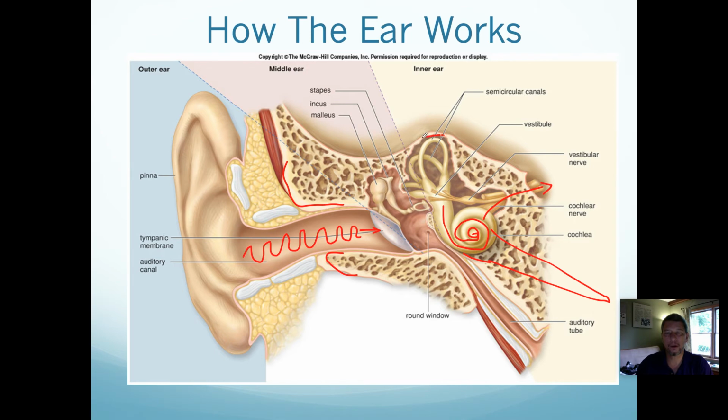The organs up here, these are the semicircular canals, and they help with rotational equilibrium. All right, you know when your head is turning or moving. And then there's an area in here called the vestibule, which helps with gravitational equilibrium. In other words, you know which way is up and which way is down.